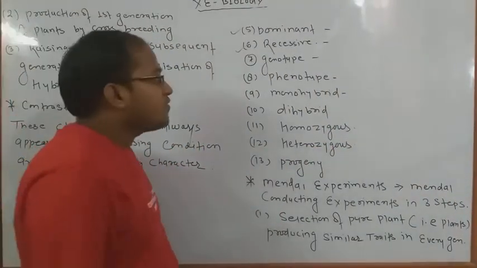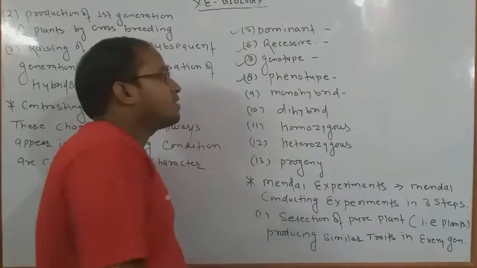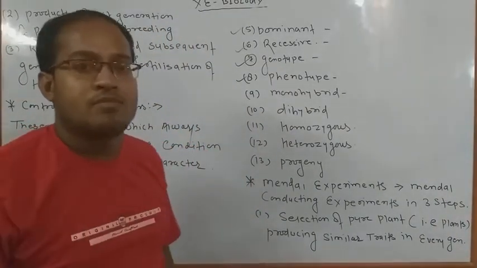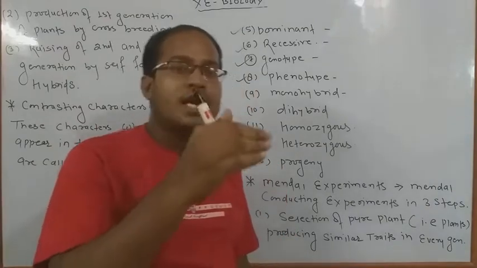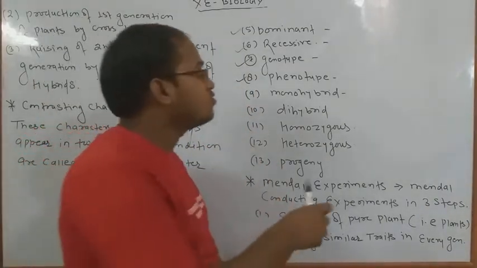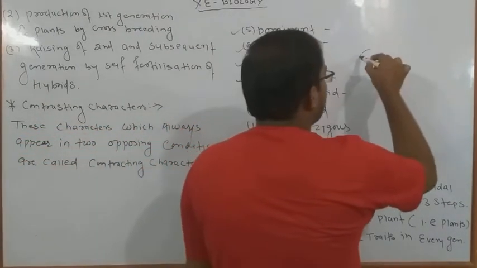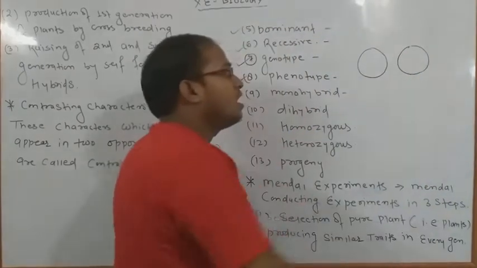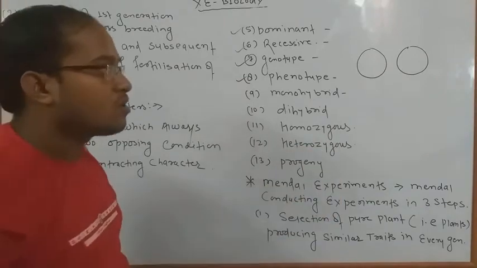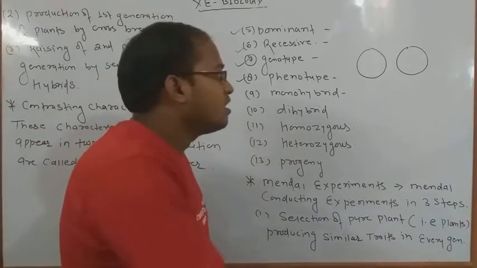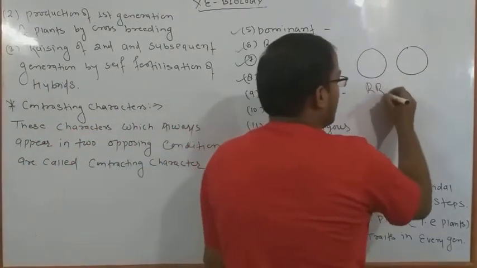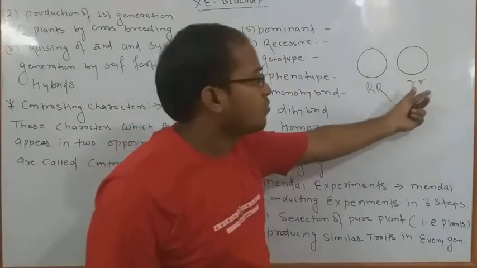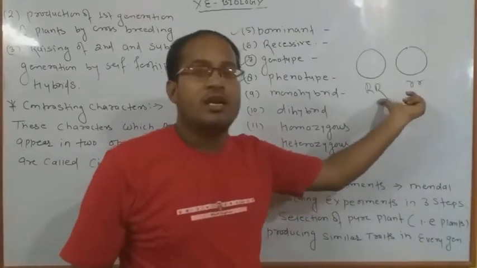Next is genotype and phenotype. What is the meaning of genotype and phenotype? Here genotype generally means the genetic makeup. Genetic makeup means the genetic factors inside the cells which show the different types of natures, and it is called genotype. Suppose I have mentioned two different types of round colors. Here it is capital R and it is small r. Both are different compositions and different characters.